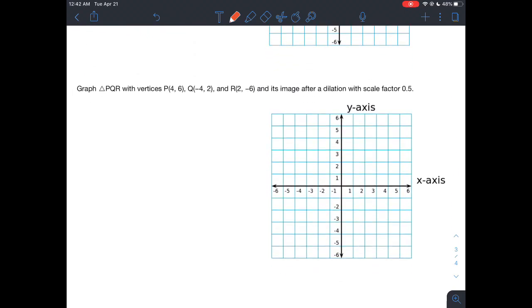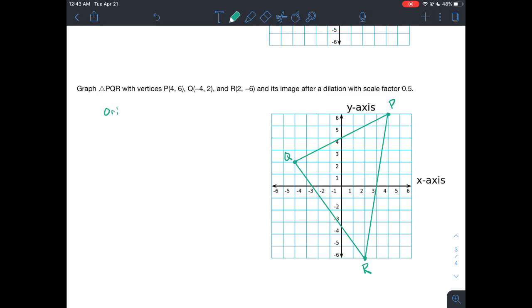All right, let's look at one more example here. It says graph triangle PQR with vertices P at 4, 6, Q at -4, 2, and R at 2, -6, and its image after a dilation with a scale factor of 0.5. Okay? So 0.5 is going to be half the size of the original triangle.